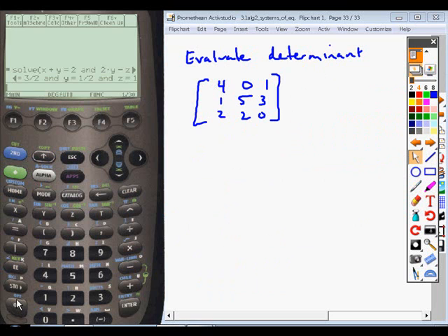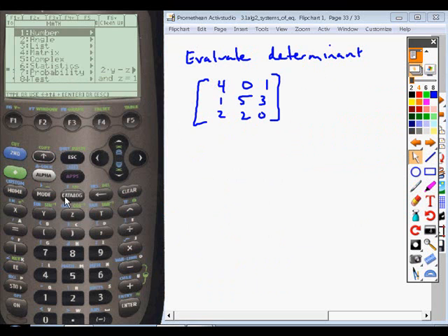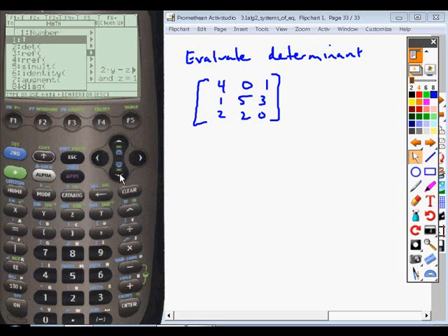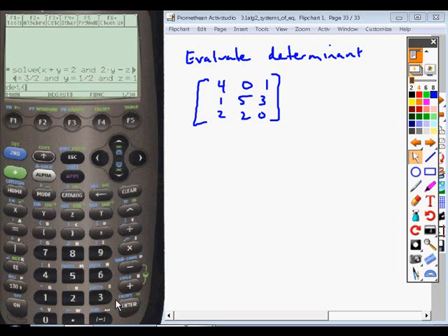Okay, so this is just a matter of setting it up. Remember, your matrix keys are under this math key. Second, number 5. Matrix is the 4th set. So the determinant is right after that. And then just enter your matrix. So bracket 4, 0, 1, semicolon to move down to the next row, 1, 5, 3, semicolon to move to the last row, 2, 2, 0.